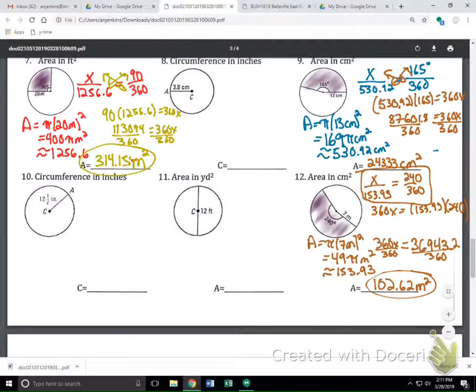Okay, we have 2 minutes. Do you want us to try to solve or at least set up the other ones really quick? No. Okay, so right now what we're going to do is we're just going to finish this up real quick. And we see that we have circumference.